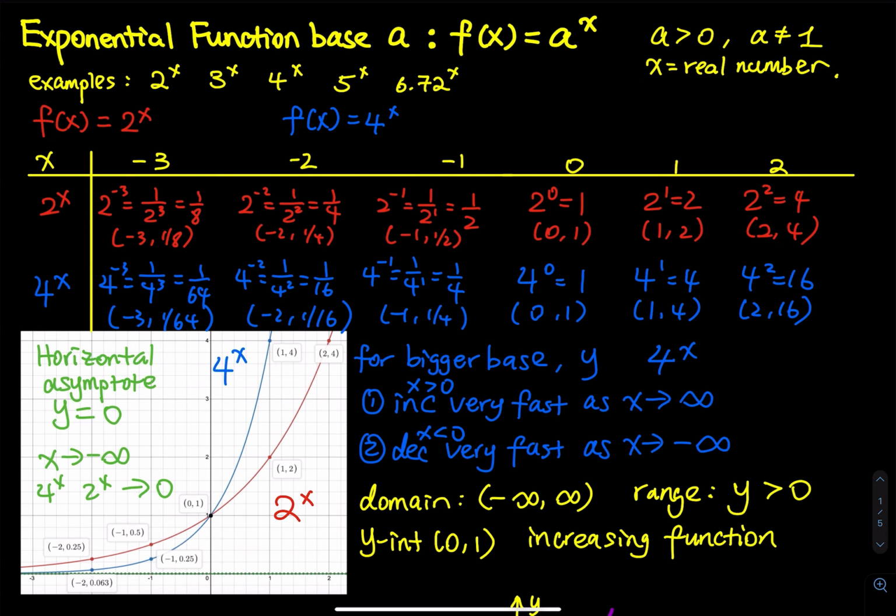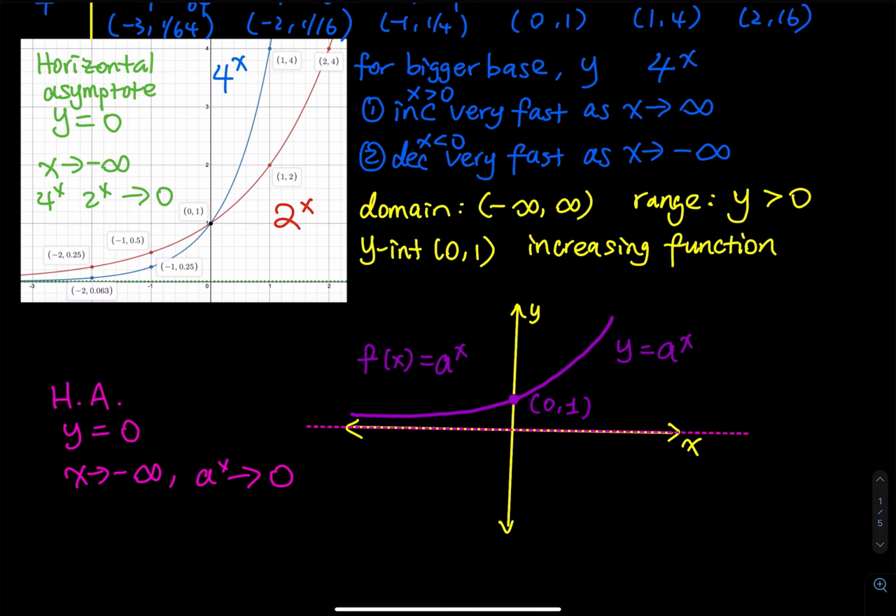Now, for exponential functions in general, we have an increasing function, and the y-intercept is at 0, 1, with a horizontal asymptote at y equals 0, which is the x-axis. As x approaches negative infinity, the function approaches 0. And the whole function is an increasing function.